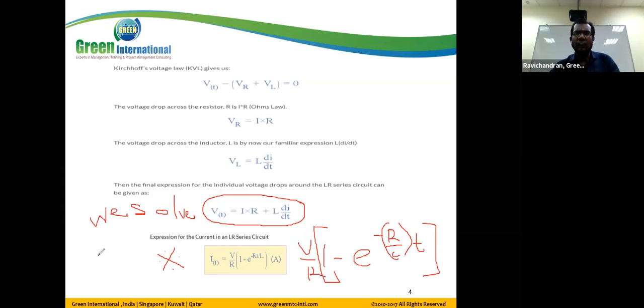So for the RL circuit, the transient current, that is the current flowing through the inductor from t equal to 0 to t equal to 0 plus, that is infinity, during this period the current is V by R into 1 minus e to the power of minus R by L into t.